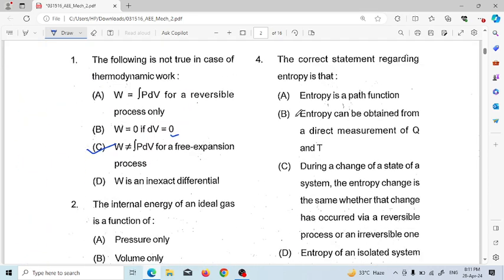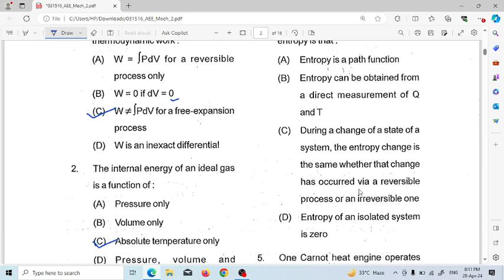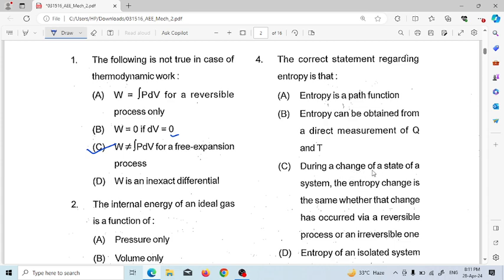Next, question number 4. The correct statement regarding entropy: entropy is a path function; entropy can be obtained from direct measurement of Q and T; during a change of state of a system, the entropy change is the same whether that change has occurred by a reversible process or an irreversible process; and entropy of an isolated system is 0. So the right answer will be: during a change of state of a system, the entropy change is the same whether that change has occurred by a reversible or irreversible process.